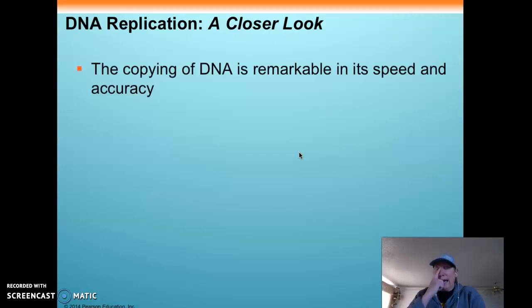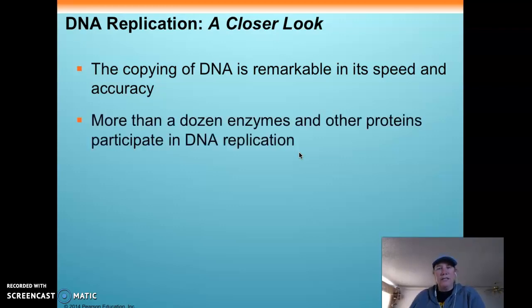Now, when a cell's getting ready to divide, it needs to make copies of that. The speed at which DNA is made is crazy. It's really fast and it's very, very accurate, which is probably the most important thing. There are more than a dozen enzymes and other proteins that participate in it. There's a process. I'm not going to expect you to know all the proteins and everything. That'd be a little crazy.